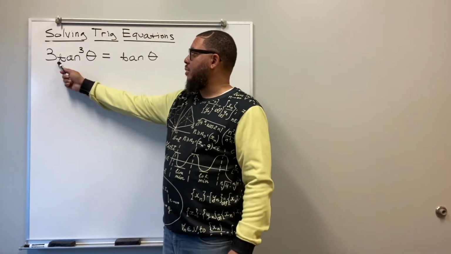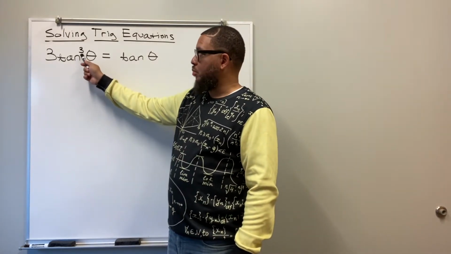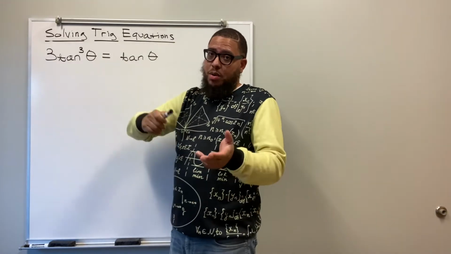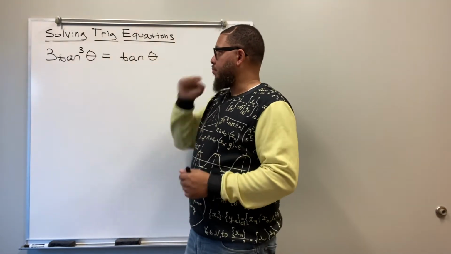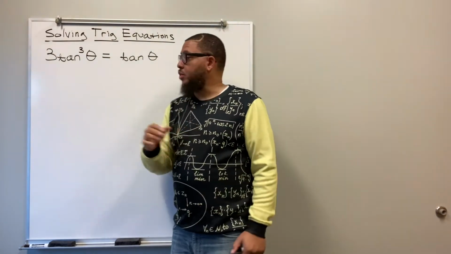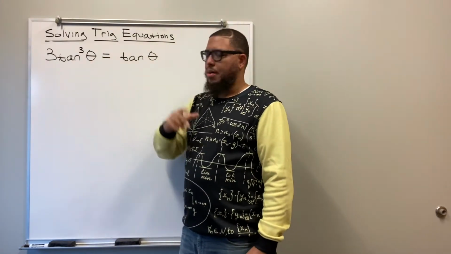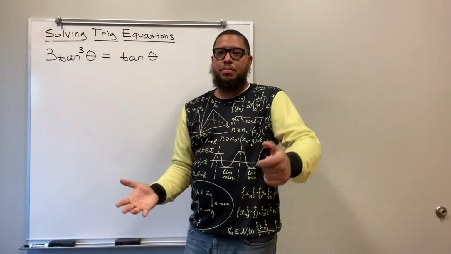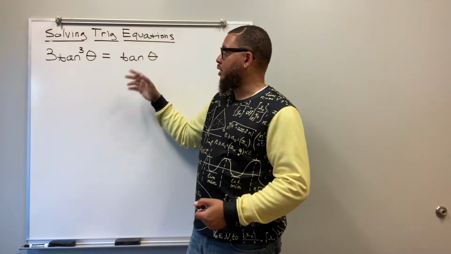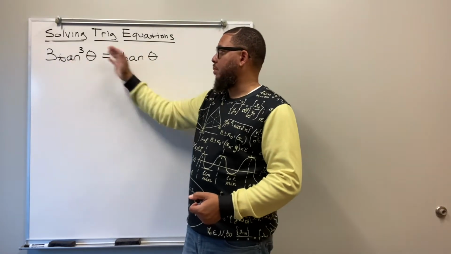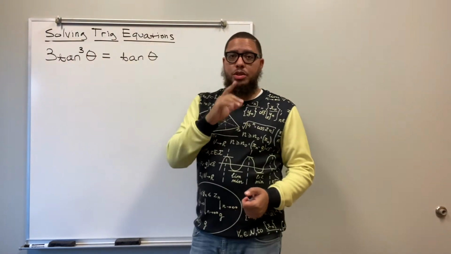We have 3 times the tangent of theta cubed, tangent of theta cubed, to the third power, not to the second power, to the third power, is equal to tangent of theta. So what are we trying to solve for? We're trying to solve for theta. But the issue is you see theta in more than one place, right? Theta is on the left side of the equation and theta is also on the right side of the equation. You also have tangent in more than one place. So what you should do is this, right?